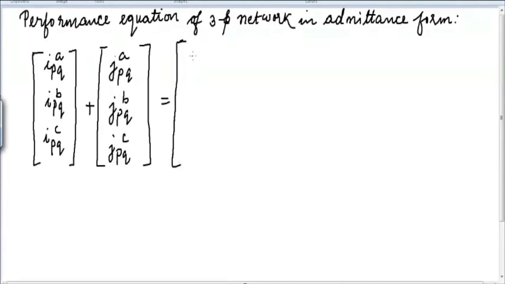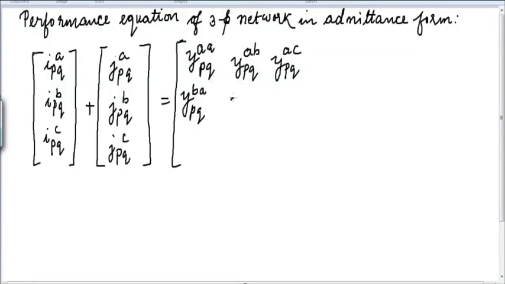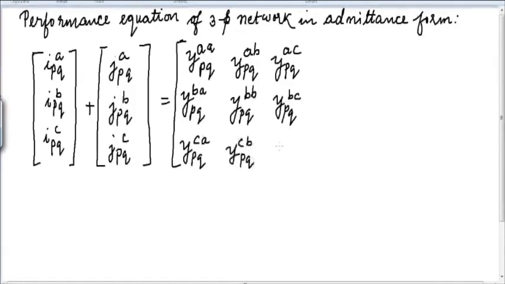in the block diagram we have the admittance matrix, right? So the admittance matrix we will write in this way: YPQAA, YPQAB, YPQAC. So this is the first row. Then the second row will be YPQBA, then YPQBB, then YPQBC. Similarly, the third row will be YPQCA, YPQCB and YPQCC. So this matrix will form the bus admittance matrix.